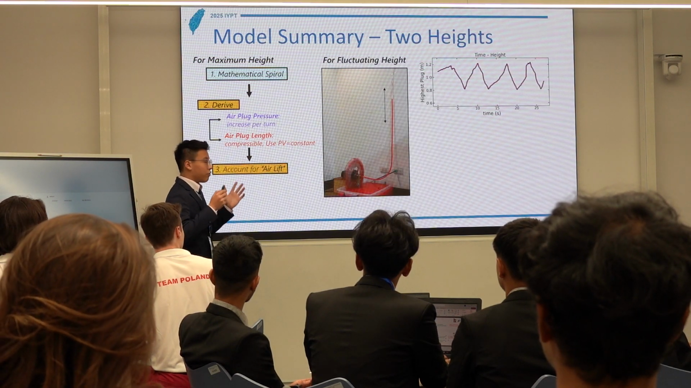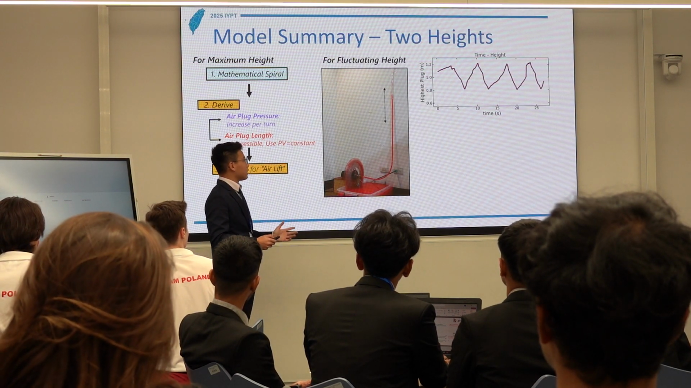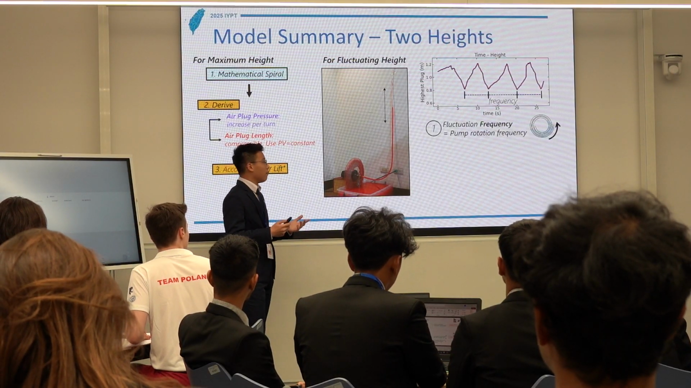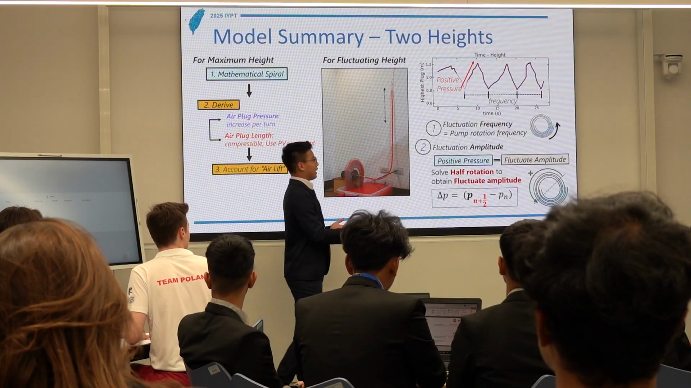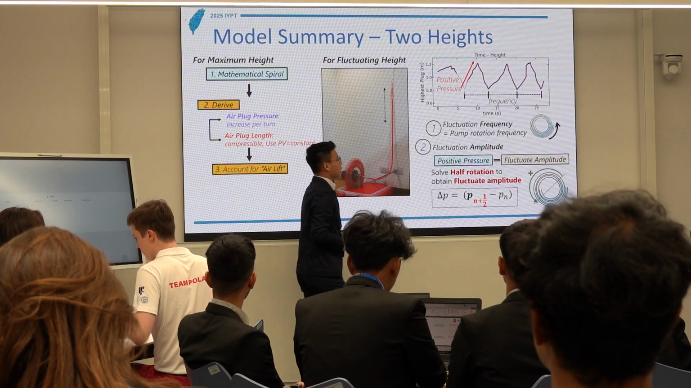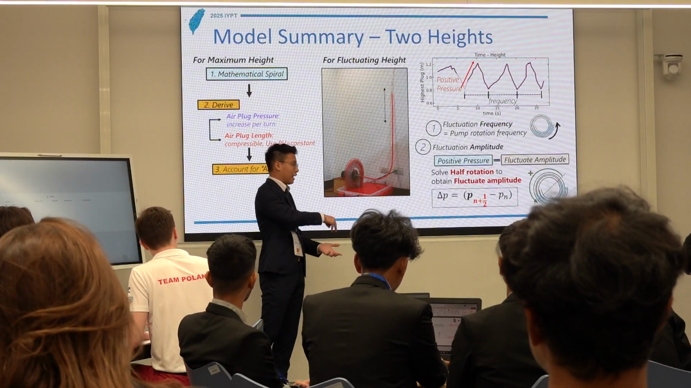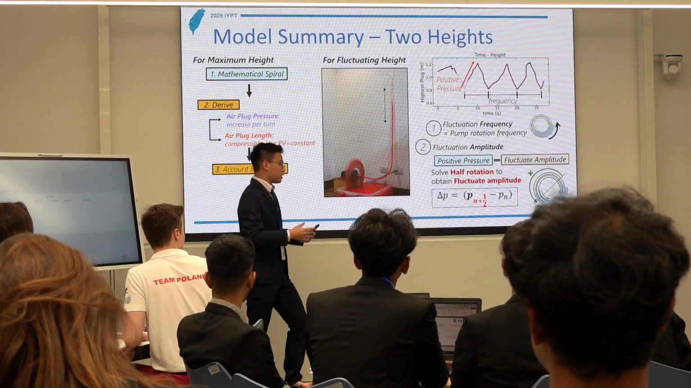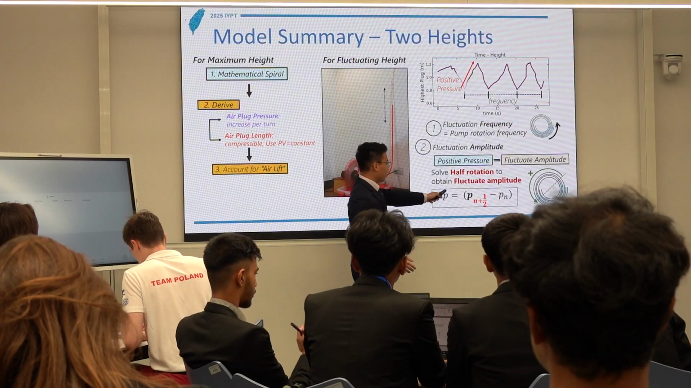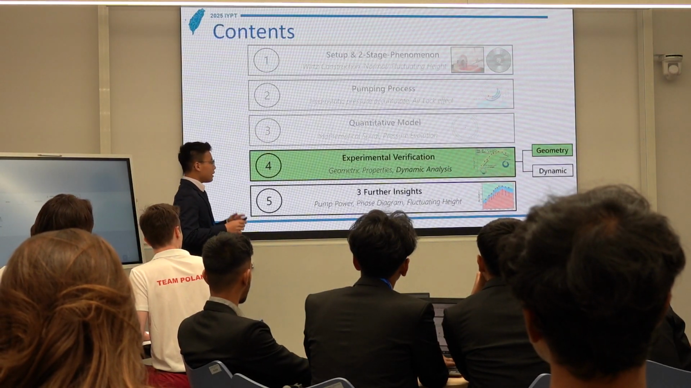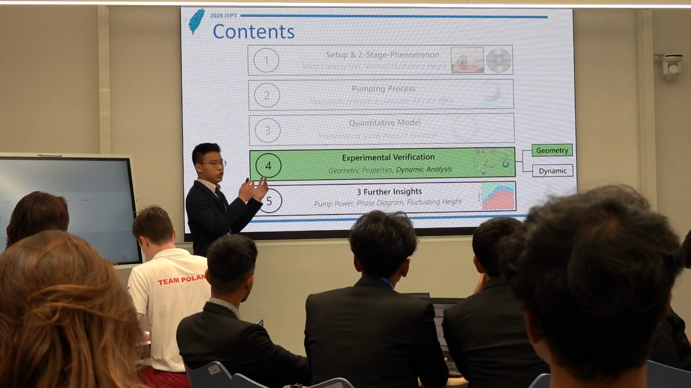Then I also solved for the fluctuating height range. So the fluctuation frequency will simply equal to a pump rotational frequency. But the amplitude, we can analyze it as it will go up due to positive pressure. So we can solve a half rotation to obtain the positive pressure gained in that half rotation to know the amplitude. So the modification I have is the P of n plus 1/2, which is the pressure stack in half rotation. Now let's go on to the experiments on the geometry parameters.